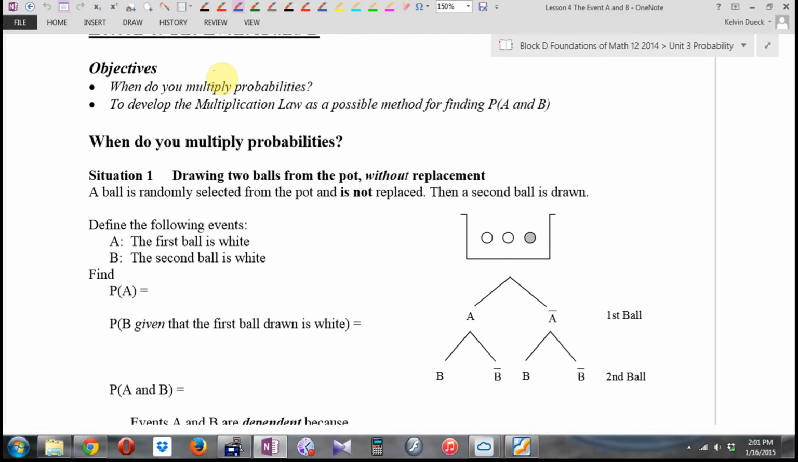Define the following events. Event A, first ball is white. Event B, second ball is white. Find the probability of A. Okay, how many marbles are there in the pot? Grand total. Yeah, be obvious. Jake, how many are white? So what's the probability that the first ball is white? Don't overcomplicate it, right?